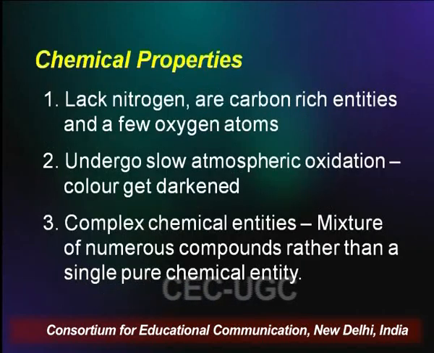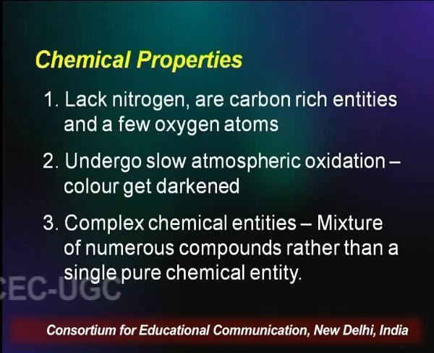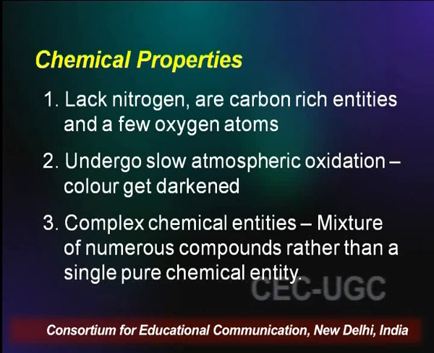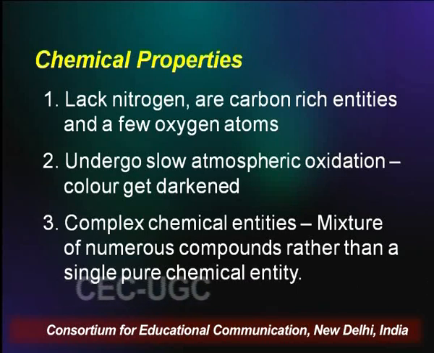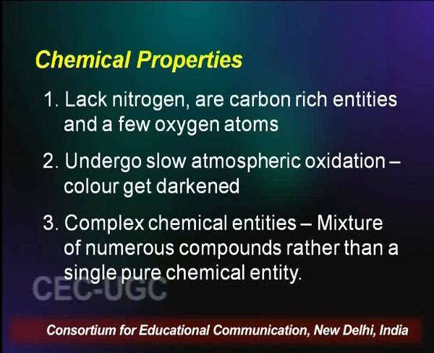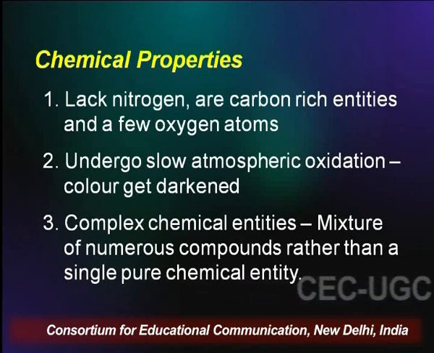Now we move on to the chemical properties of resins. As we discussed, these resins are largely composed of volatile or non-volatile terpenoidal compounds and phenolic compounds. In a nutshell, we can also say that resins are secondary metabolites which lack nitrogen atoms in their structure, and as we discussed, on burning they burn with smoke in the presence of air. This also shows that they are carbon rich entities and they also have few oxygen atoms.